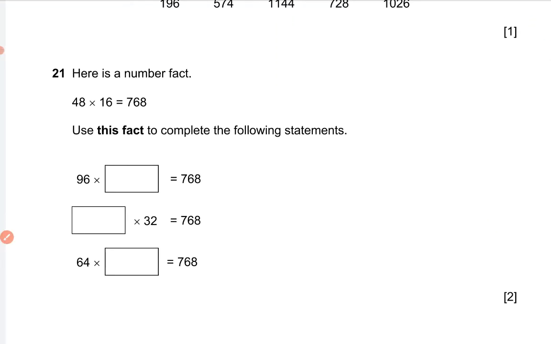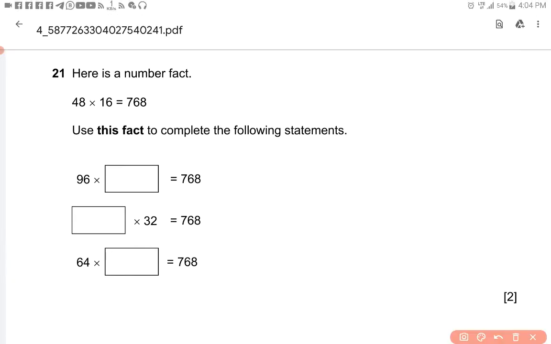Here's a number fact. 48 times 16. Use this fact to complete the following statements. 96 times space equals 768. You know here 48 times 16.